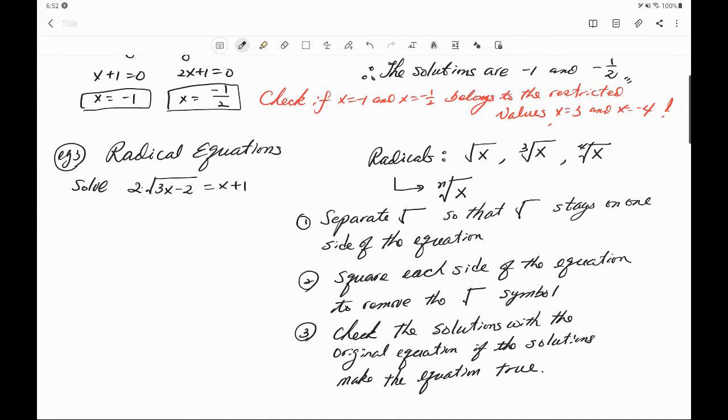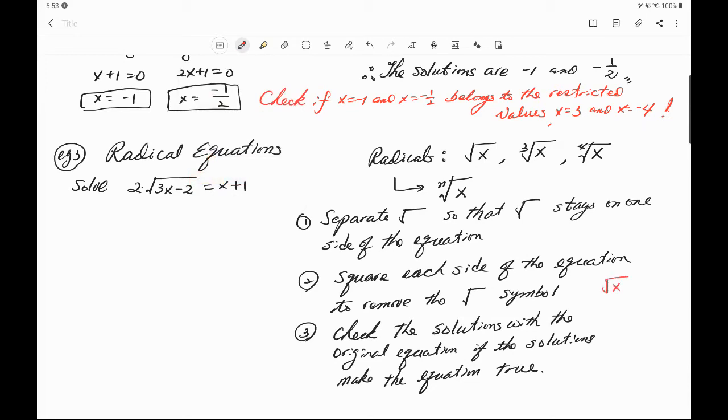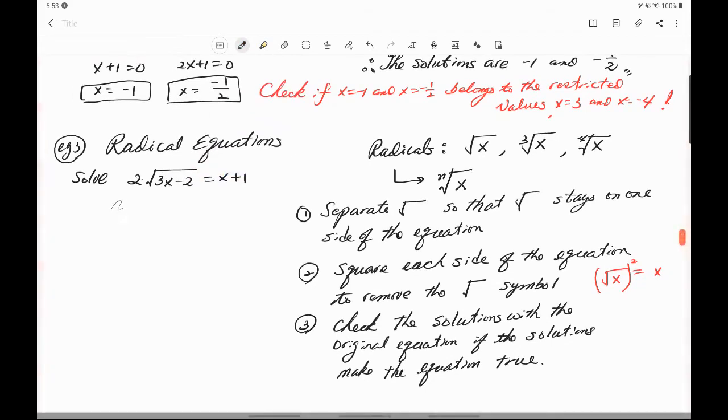So in this case, number one, you don't have to divide this by 2 because 2 times the square root is already a radical expression. So just leave it as it is. And then what we do is square each side so that we can remove the square root. For the number 2, let's say you have the square root of x. If you square this square root, then it will be just x, so the square root symbol is removed. So we will square each side of the equation.